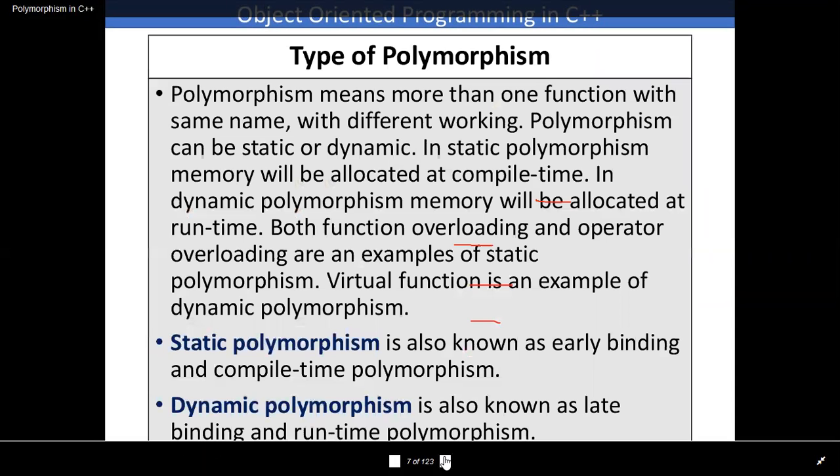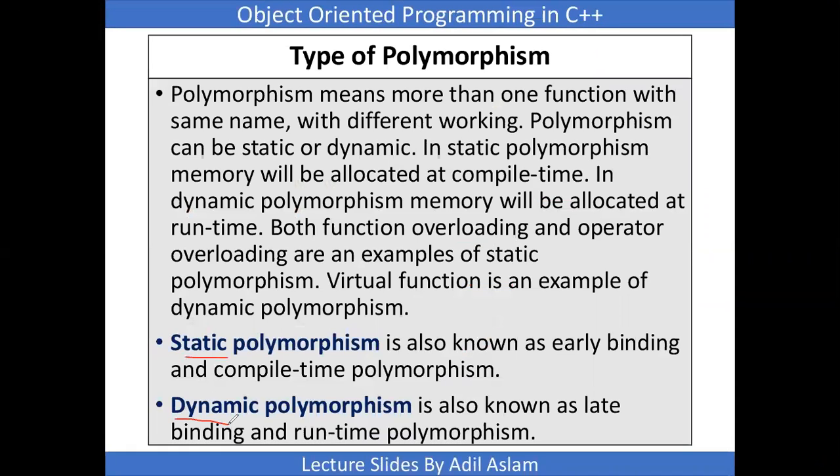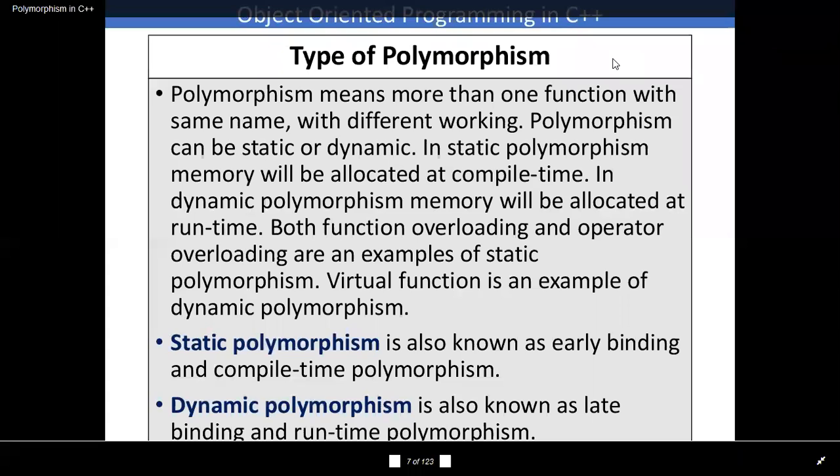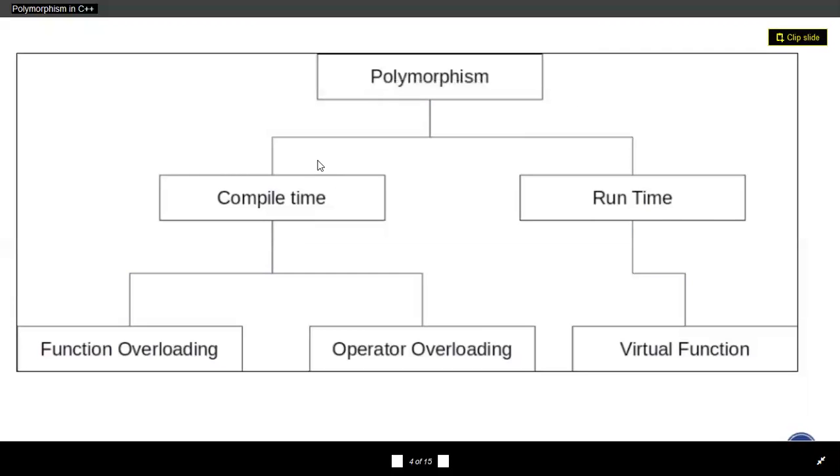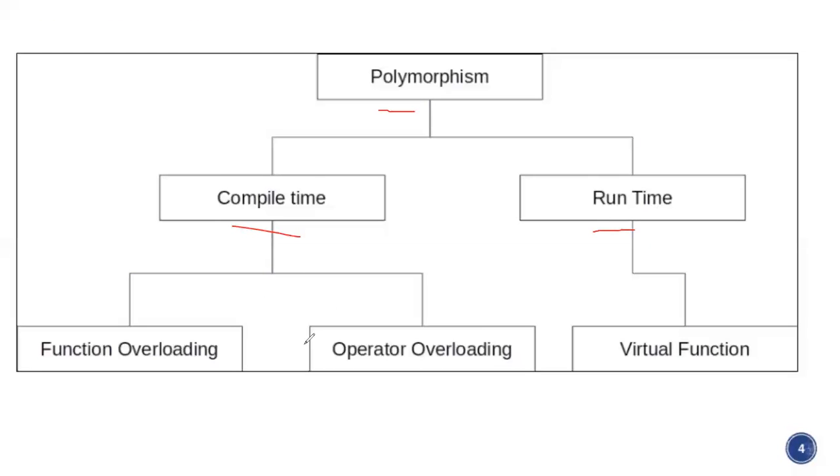Now how can we do it? We have seen that there are two types of polymorphism: one is static polymorphism, and the other one is dynamic polymorphism. Let me show you the screen. To implement them, we have two ways: compile time and runtime. For compile time, we use function overloading and operator overloading as well. And for runtime, we use virtual functions.